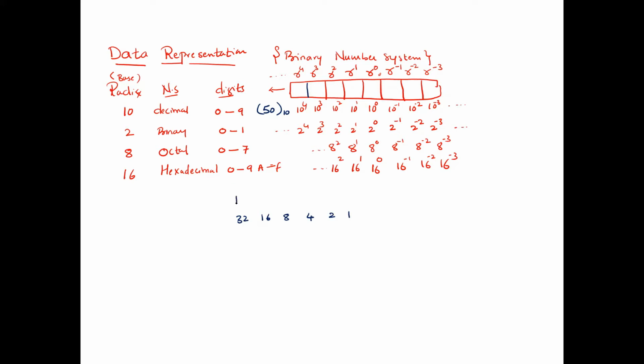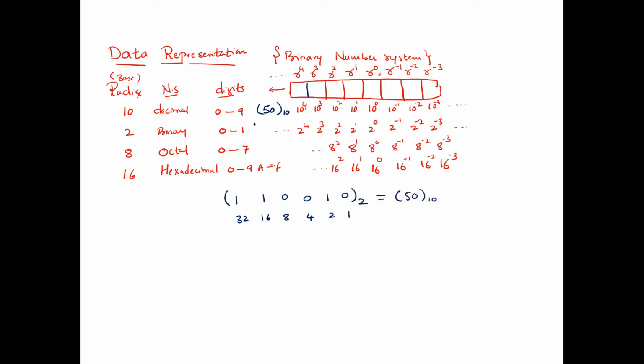So I will write 1 over here, then I will write 1 over here. So how much is it? It turns out to be 48. So I need only 2. This is how a binary number is formed, and the value of this binary number 110010 is equivalent to 50 in decimal.